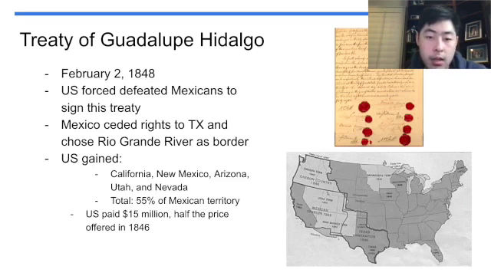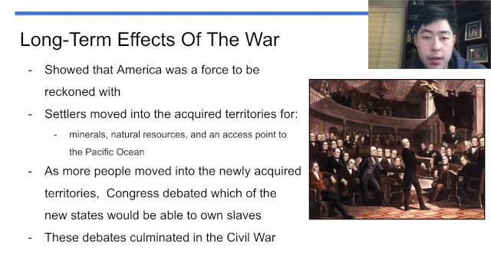In other words, as a result of the Treaty of Guadalupe Hidalgo, a short-term effect was that the United States gained all or parts of present-day Arizona, California, Colorado, Nevada, New Mexico, Utah, and Wyoming. As for one long-term effect, it was that the Mexican-American War showed that America was a force to be reckoned with on an international scale, that it was not afraid to take what it wanted.